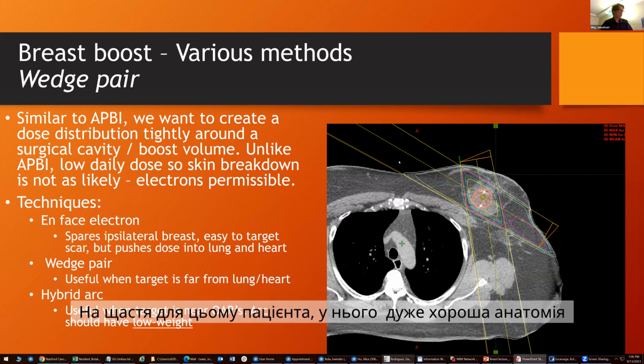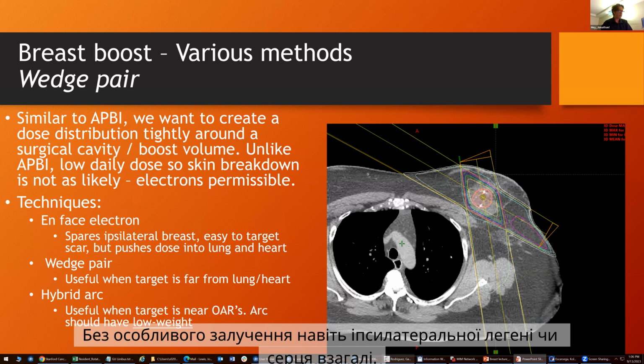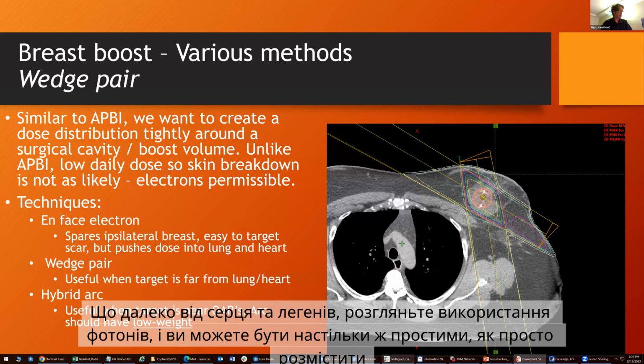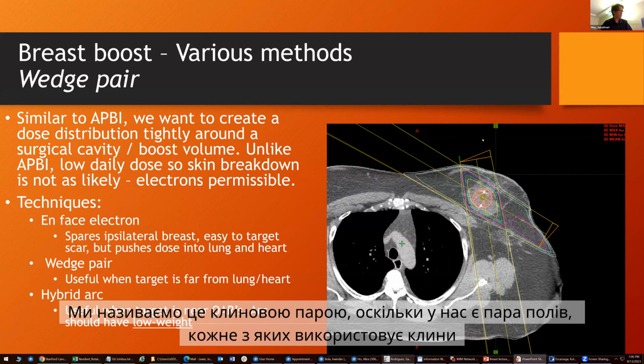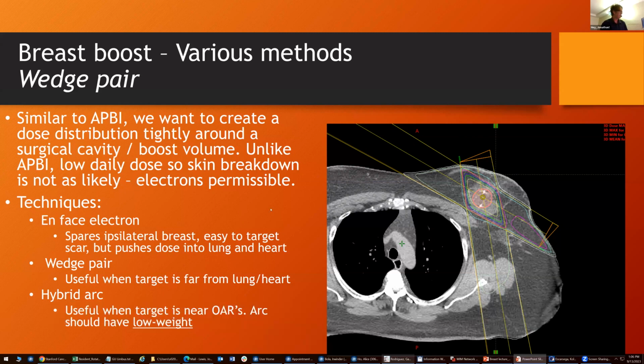Thankfully, this patient had really favorable anatomy such that we were able to design fields which targeted the lesion without really implicating even the ipsilateral lung or the heart at all. So if you have a target which is far from the heart and the lung, consider using photons, and it can be as simple as just placing 2 fields on there, lightly modulated with a wedge, and you'll have a very nice dose distribution. We call this a wedge pair because we have a pair of fields that each are using wedges to push the dose into the directions that make the most sense for our anatomy here.